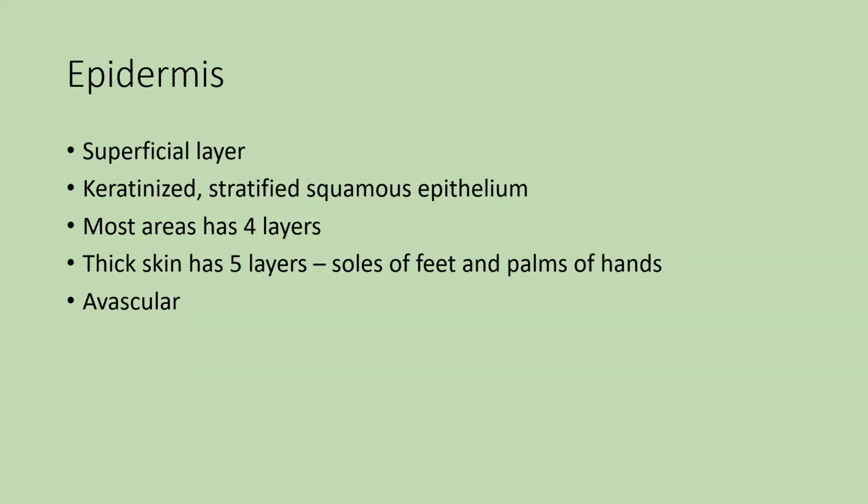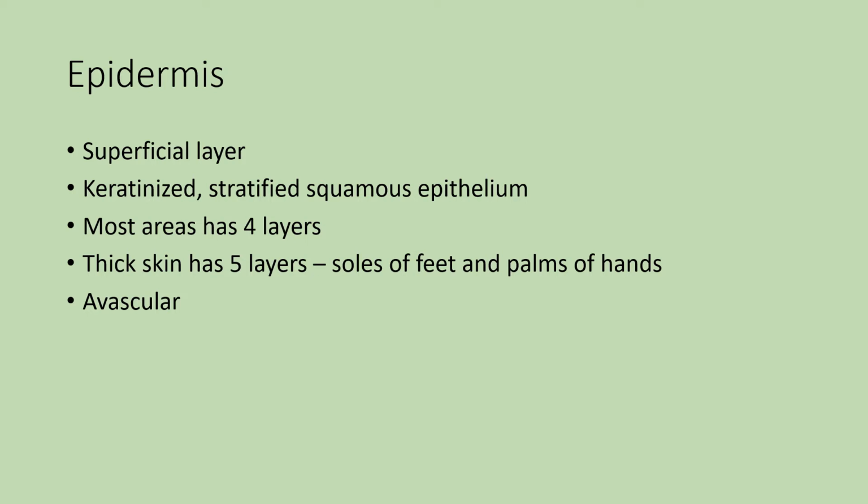So we look at the epidermis. That is the most superficial layer. It is composed of stratified squamous epithelium. So remember, stratified means multi-layered. Squamous, they're flattened. Keratinized, this is a protein, keratin, that helps with waterproofing. We'll talk about it in just a second. Most areas of the skin will have 4 layers. There are 2 areas, the soles of the feet and palms of the hands, that are known as thick skin because it has 5 layers.